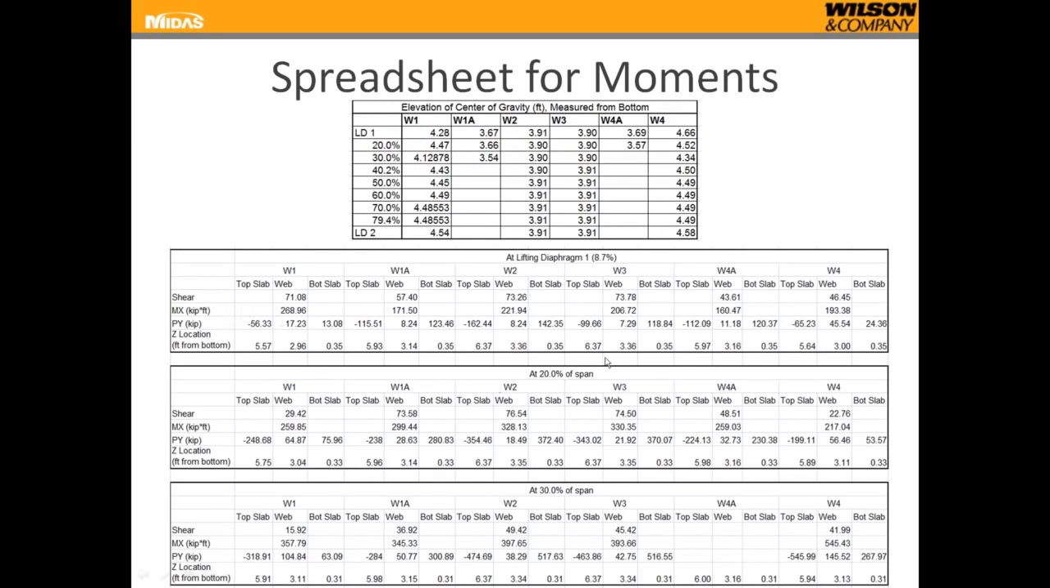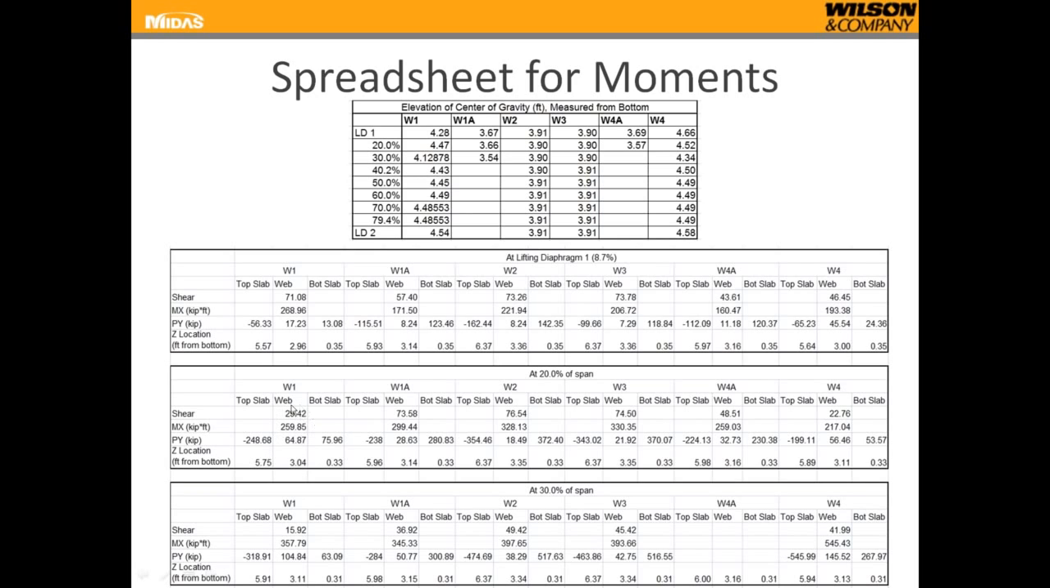From those, this sheet was used to extract that data and summarize it a bit. So let's take a look here at the 20% location. In the top of the slab, there's about a 250 kip force in compression. In the bottom of the slab, 76 kips in tension. Here it shows the Z location of the centroid of the top and bottom slab and of the web.